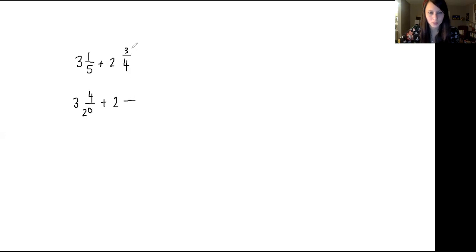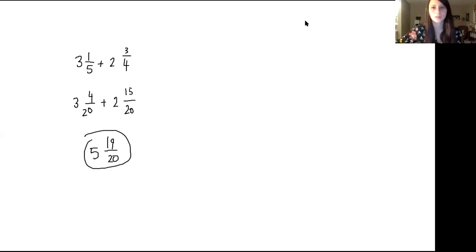Okay, number 10. 3 1/5 plus 2 3 over 4. So common denominator, I think 20 would work for both. And so that means I have to multiply everything here by 4 over 4. So I'd be 4 over 20 plus 2, and I have to multiply everything by 5. So this would be 15. 3 times 5 is 15. 4 times 5 is 20. And then I add, so I have 5 and 19 over 20. And I don't think I can reduce that. So 5 and 19 over 20.